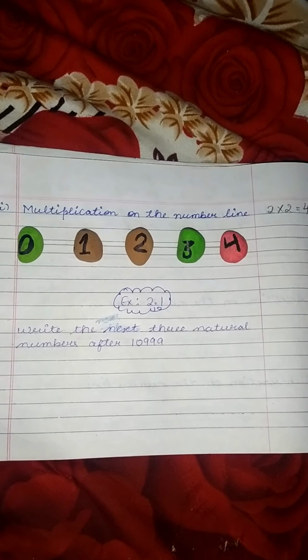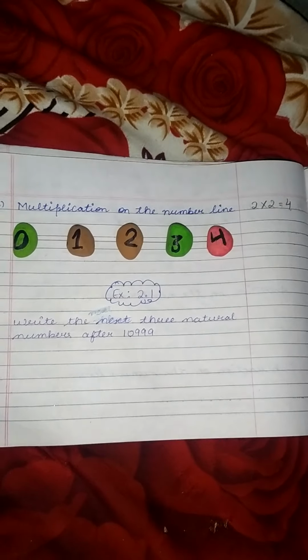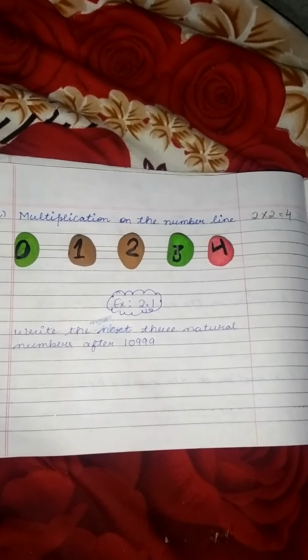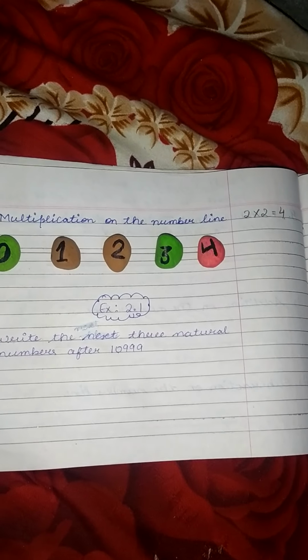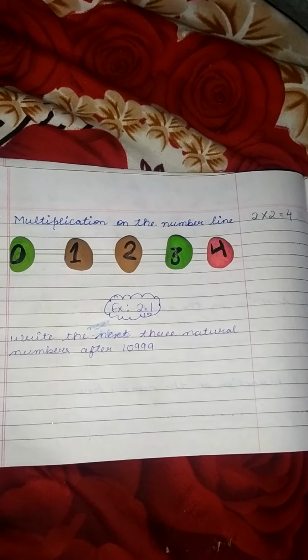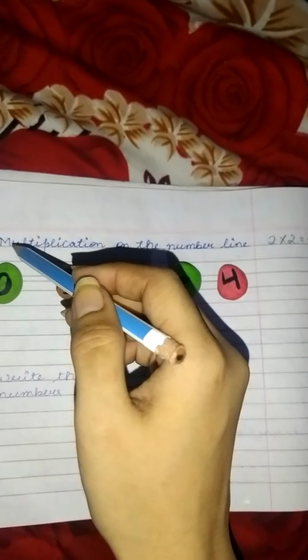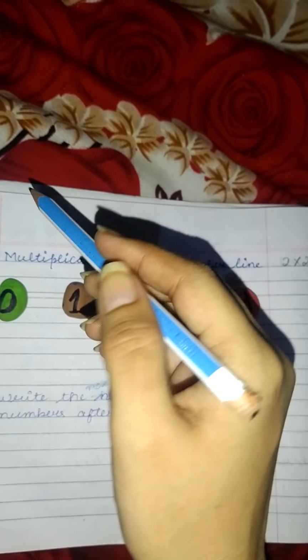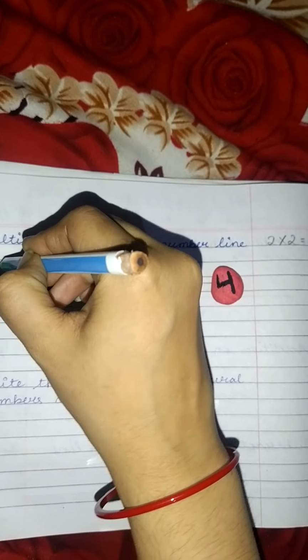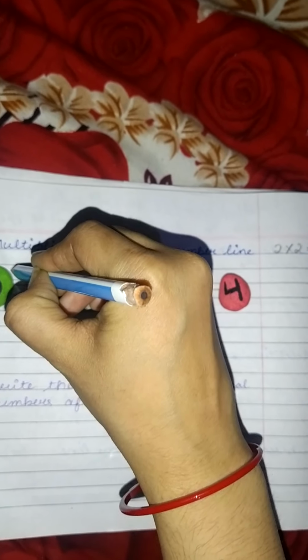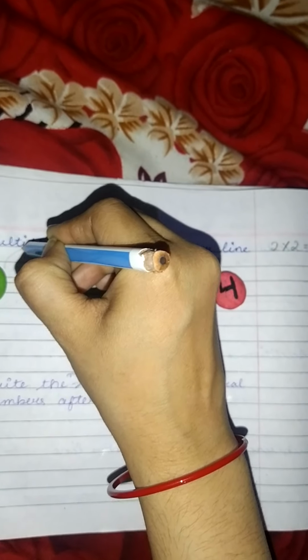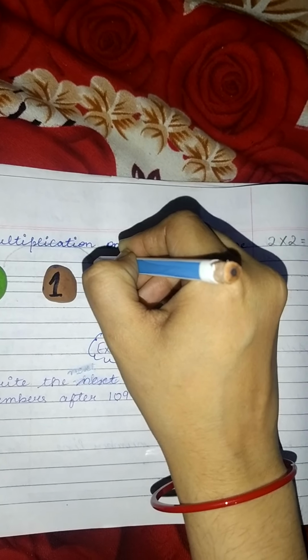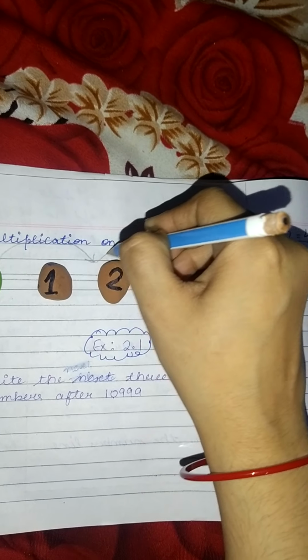Now multiplication on the number line. Let us take an example. 2 multiplied by 2 equals 4. We all know 2 twos are 4. So let us do it on the number line. Start from 0 and move 2 units at a time on the number line, on the right side. Here 2 ones are 2 and 2 twos are 4.